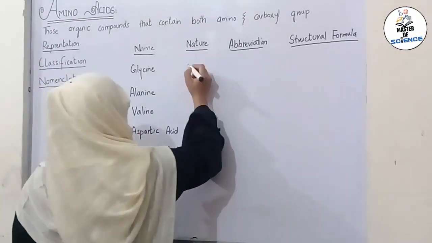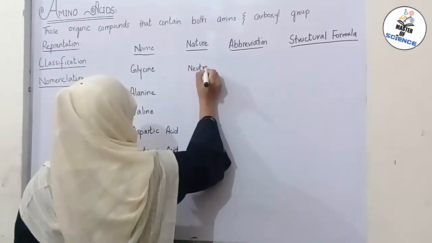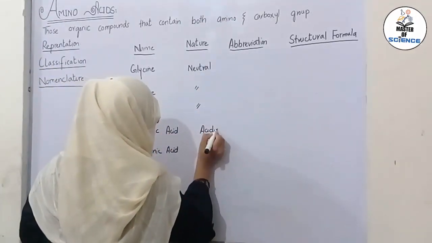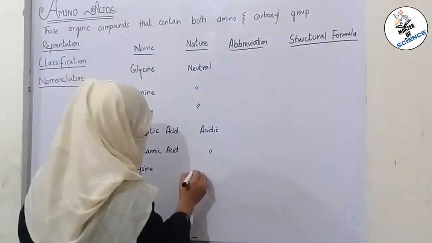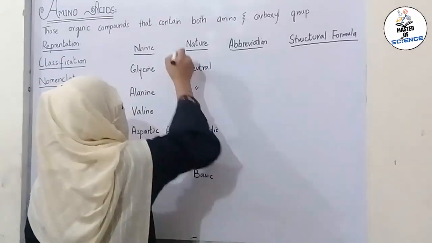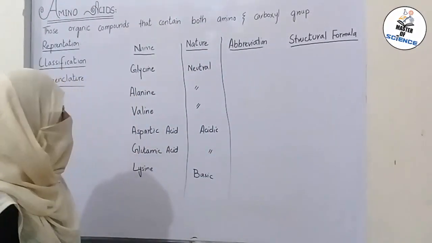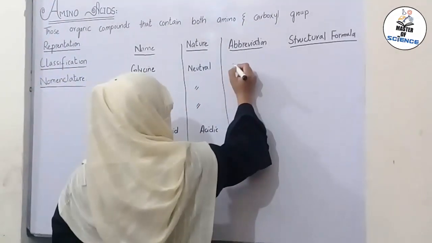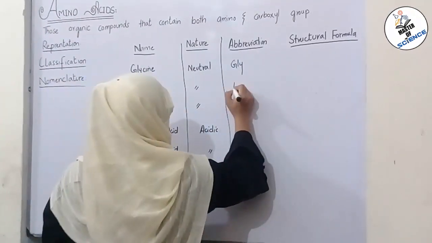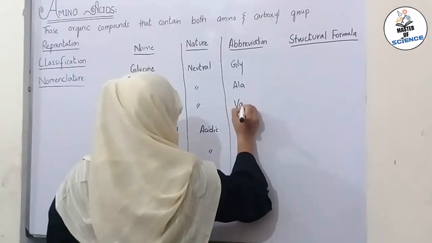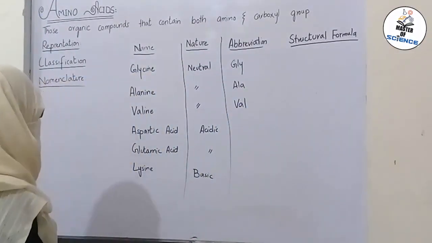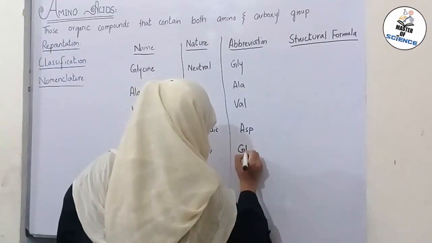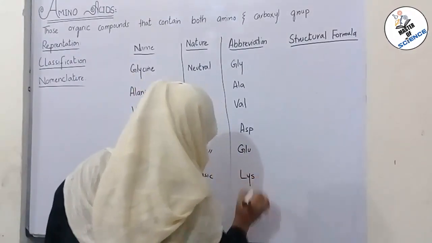Glycine, alanine, valine are neutral in nature. Aspartic acid and glutamic acid are acidic in nature and lysine is basic in nature. Next, abbreviation. As we have said, the first three letters are used for their abbreviation. So glycine is abbreviated as Gly, alanine as Ala, valine as Val. Next, aspartic acid as ASP, glutamic acid as GLU and lysine as LYS.